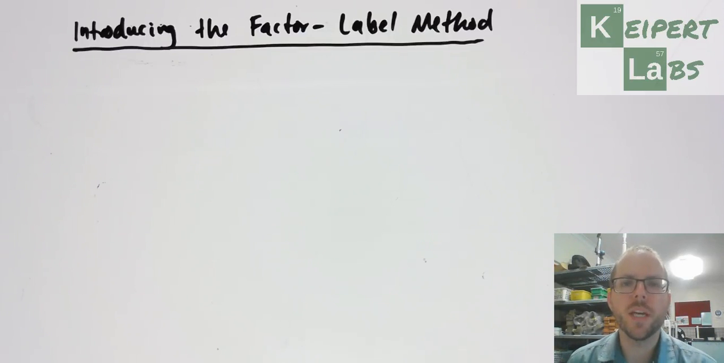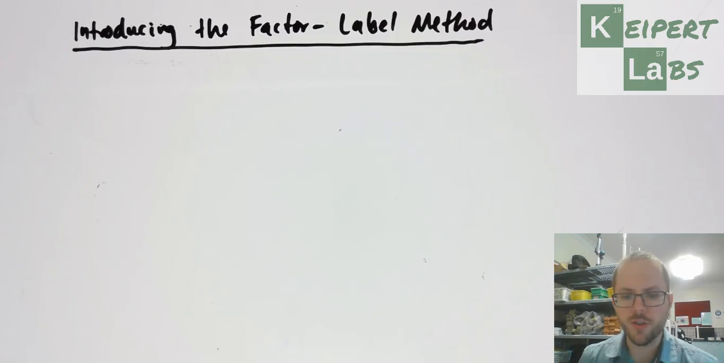In this video I'm going to be introducing you to a new calculation technique that we're going to use called the factor label method. A way that we can make conversions between numbers, between things that we've measured or information that we're given, using these special types of fractions that we call conversion factors.